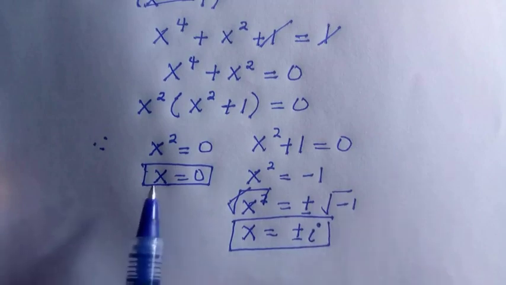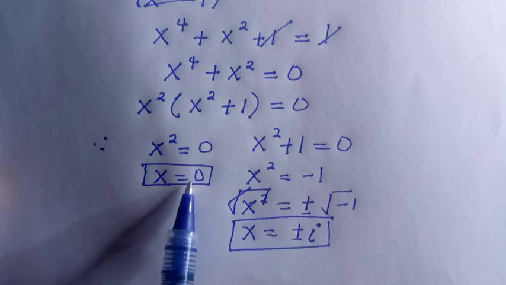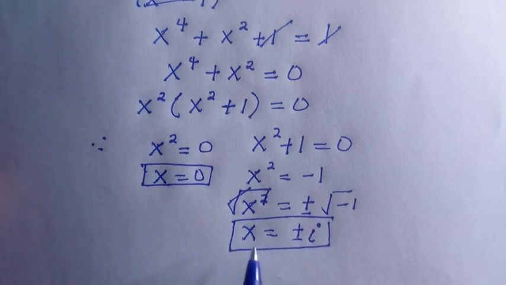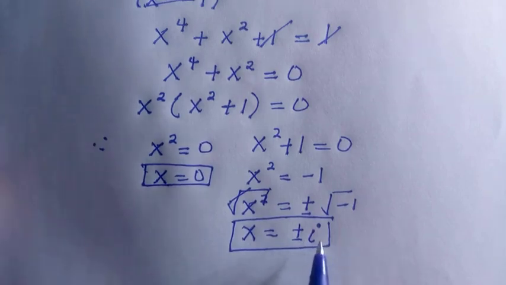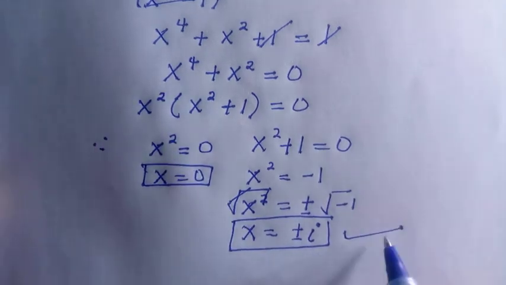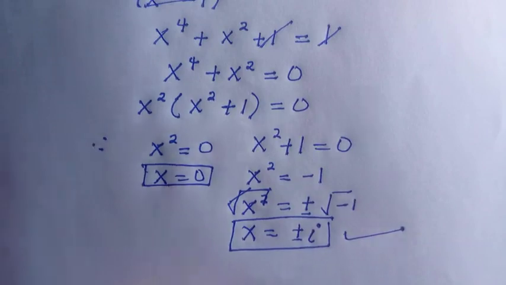Because when we consider x equals 0, it will not satisfy the problem, as it leads us to undefined. It is only when x equals plus or minus i that satisfies the problem, which means the roots are complex. And this is how to solve this problem.